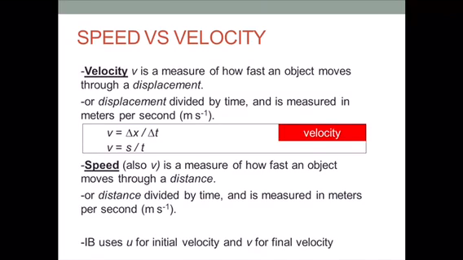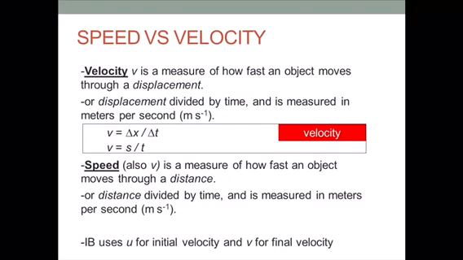Now let's talk about the difference between speed and velocity. Velocity is the measure of how fast an object moves through a displacement, or simply put, the displacement divided by time, and is measured in meters per second. Just like displacement, velocity has a direction and that direction must be indicated. The formula used for velocity is v equals delta x over delta t, or v equals s divided by t. As you can see in the first formula, for people who have already studied calculus, they can notice that velocity is a derivative of position, or x.